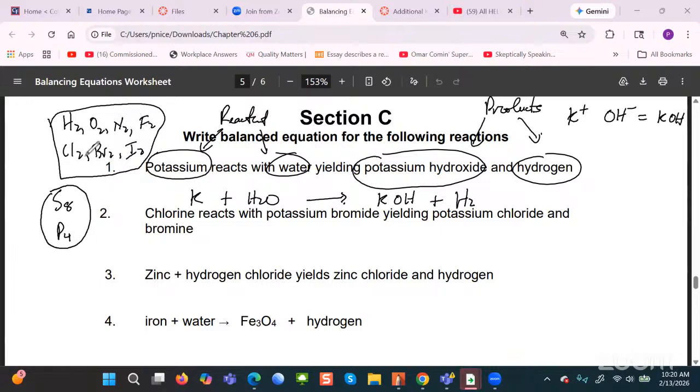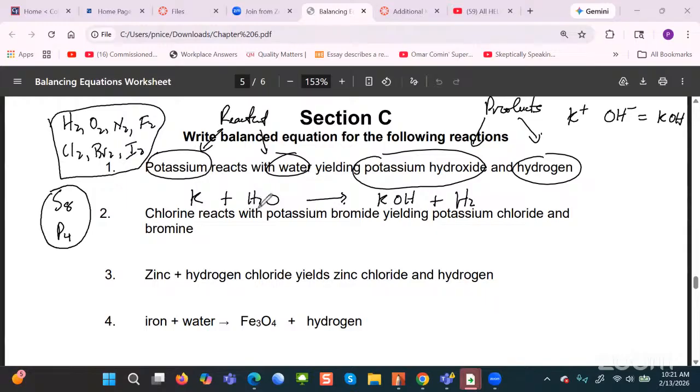These up here exist as diatomics, and these down here exist as polyatomics. Very important, all right? Okay, so going back to balancing the equation. So now we have to balance this. First I'm going to look at the potassium. You have one potassium here. You have one potassium here, so that's fine so far.